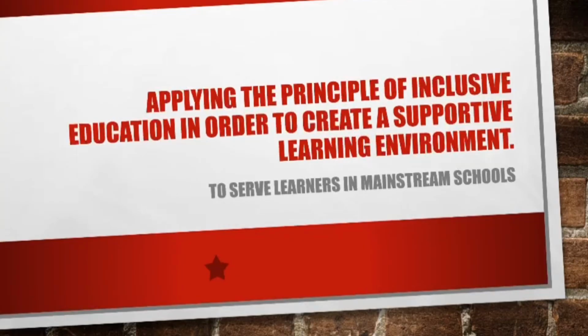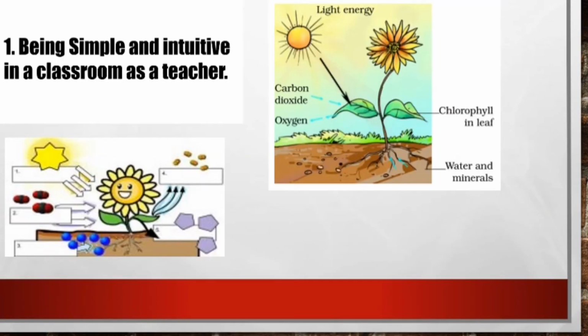Applying the principle of inclusive education in order to create a supportive learning environment to serve learners in mainstream schools. In the topic of photosynthesis at grade 8 level, I would apply a simple and intuitive principle by asking the learners about the components of photosynthesis that they may already know, like trees, water, and roots, which play a role in the process of photosynthesis.